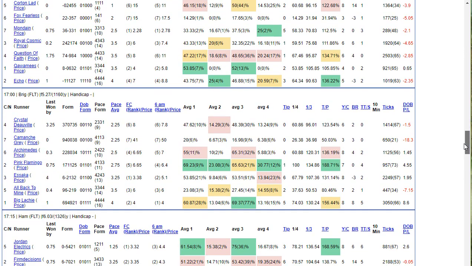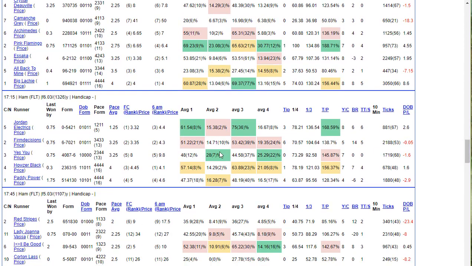And if we come down, you can make up your own mind about these as well. This is just my criteria for some of them. So this one here would be another one. 4.5 is okay. I do prefer them a little bit higher, but we'll go on ones at 4.5, especially like this. Nice pace form, DOB PL, 168. It's got the top green and the top 1/3. So that is another good selection, and that's probably got a good chance of going down in price before the off.